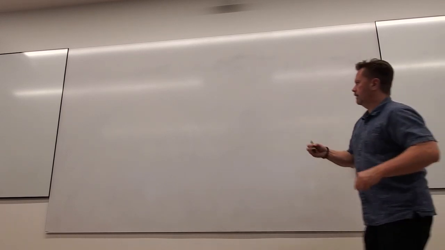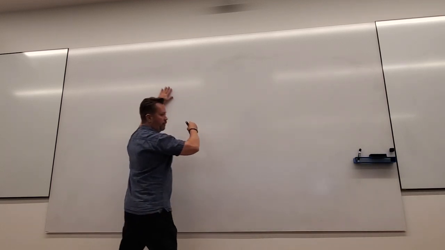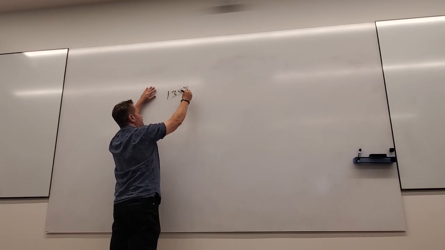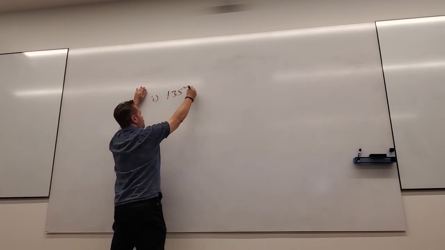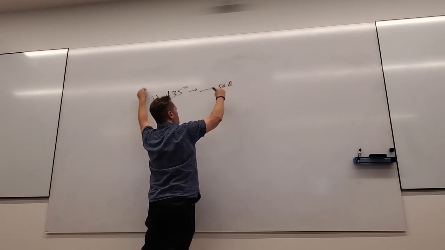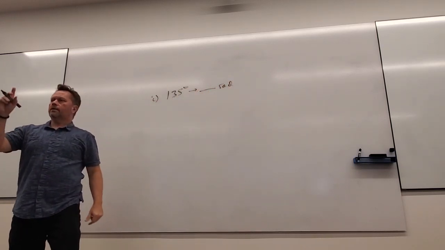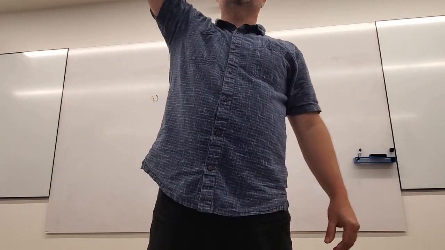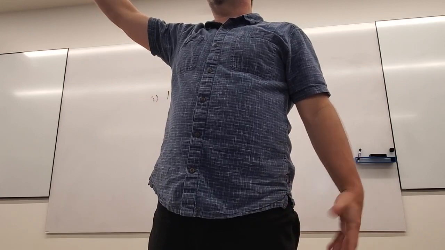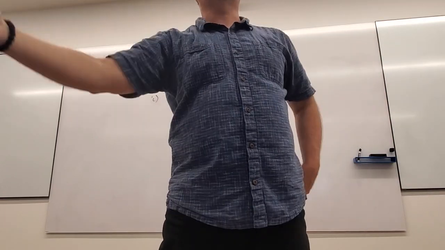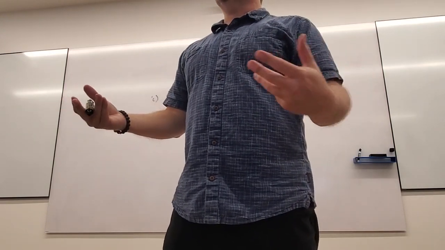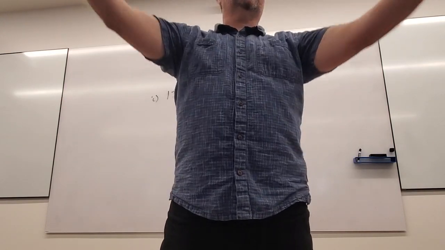If I had an angle of 135 degrees, how do I convert that to radians? In exactly the same way that we know 1 foot equals 12 inches, I know how many radians equals how many degrees. Tell me. How many radians equals how many degrees? Pi radians equals 180 degrees. And that's what we came out from last discussion about.